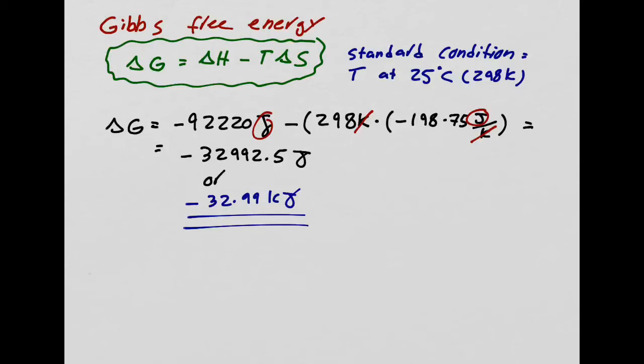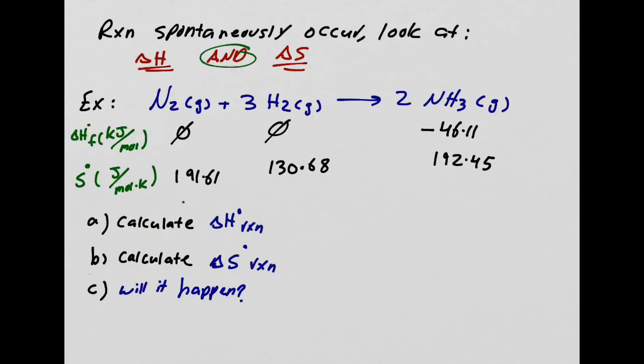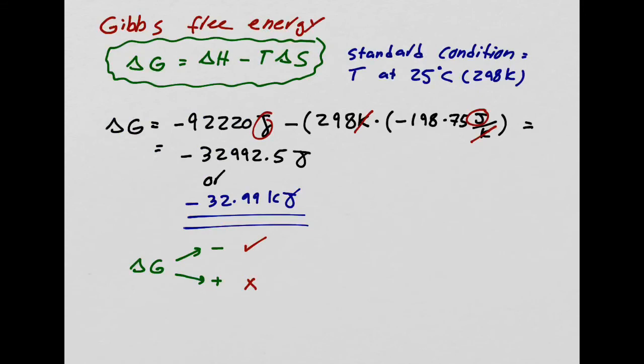Okay. Now let's talk about the delta G. The Gibbs energy could be minus or it could be plus. If the Gibbs energy is minus, that means it's favored. Plus is not favored. So, will this reaction happen? Yes, this reaction will happen, because our delta G is negative.